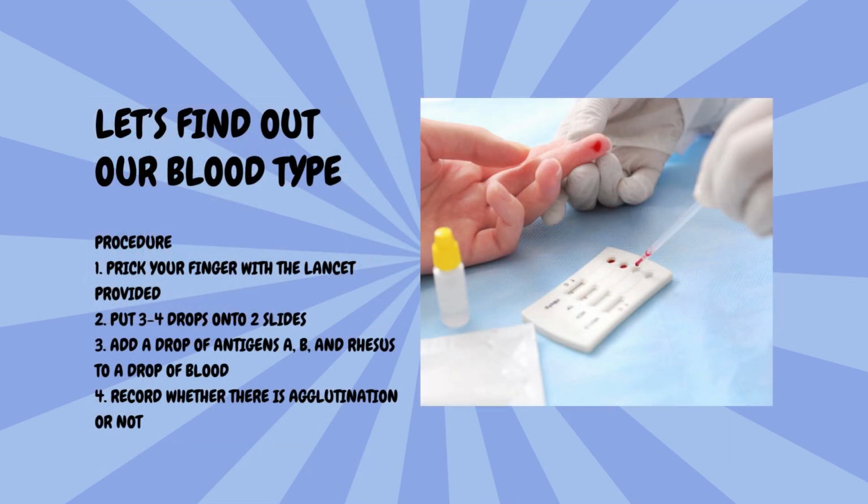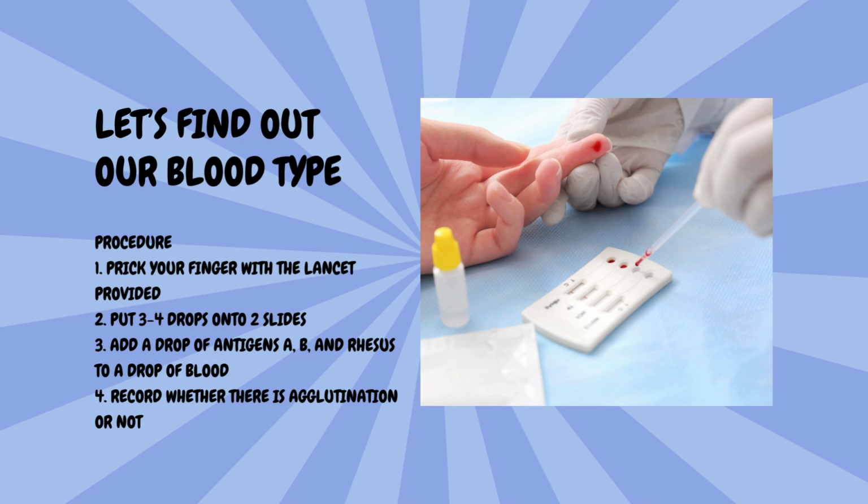Now, ladies and gentlemen, let's find out your blood type. The procedure is right in front of you. 1. Prick your finger with the lancet provided. Guys, ensure that the slide is directly in front of you and labeled A, B, and D. These are where the drops of blood will be added and the serum after. 2. Put 3 to 4 drops onto 2 slides. 3. Add a drop of antiserum A, B, and rhesus to a drop of blood. And 4. Record whether there is agglutination or not.